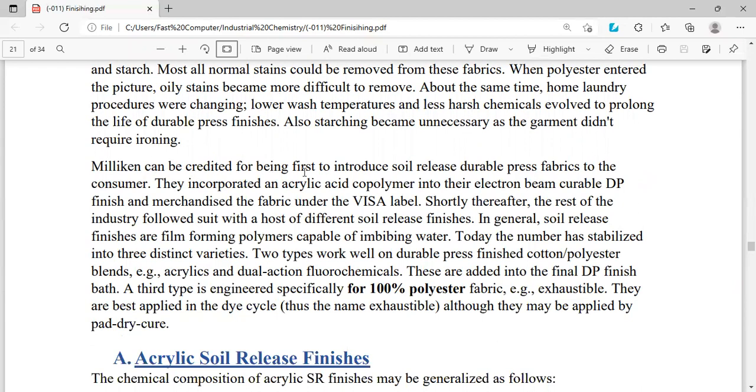Milliken can be credited for being first to introduce soil release durable press finishes to the consumer. They incorporated an acrylic acid copolymer into their electron beam curable DP finish and merchandised the fabric under the Visa label. Shortly thereafter, the rest of the industry followed suit with a host of different soil release finishes. In general, soil release finishes are film forming polymers capable of imbibing water.